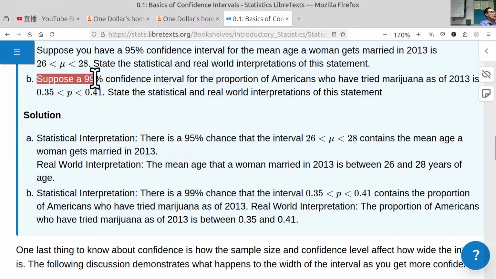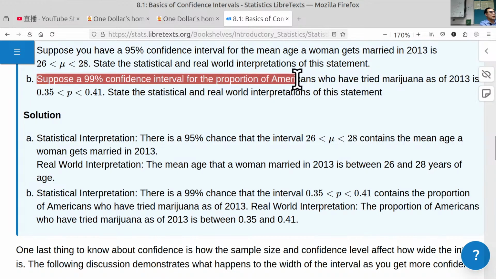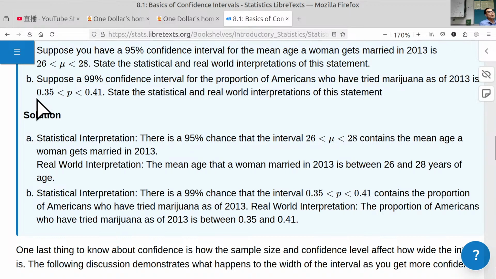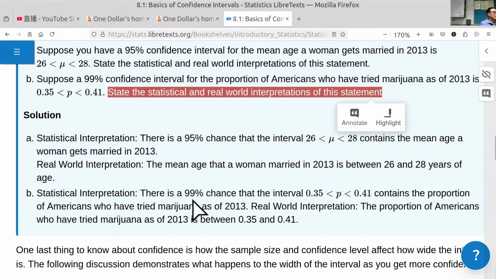Question number 2. Suppose a 99% confidence interval for the proportion of Americans who have tried marijuana. Sure, in Thailand it's not legal, but in some countries like Holland, the Netherlands, that's okay. The interval is between 0.35 and 0.41. State a statistical and real-world interpretation of this statement.